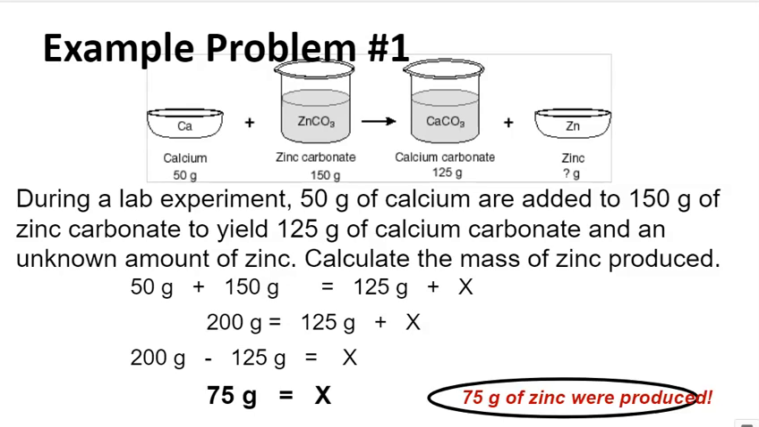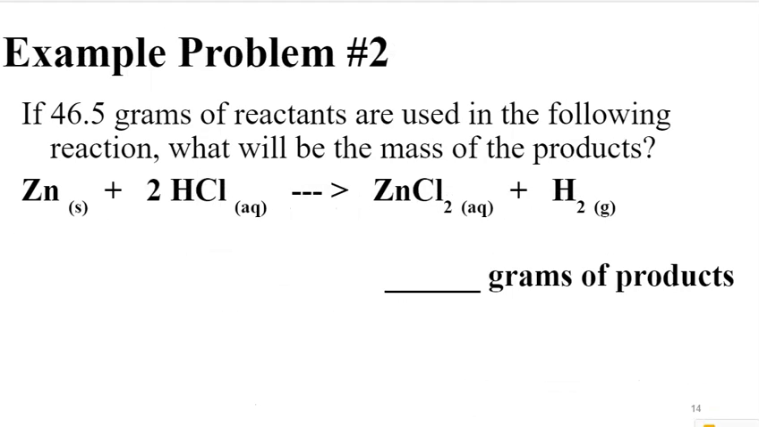So anytime you're looking at a problem like this, students will sometimes panic and they'll think it's a lot harder than it is, but it's very, very basic math. Just remember, an arrow in chemistry, change that to an equal sign. All right, let's look at another example.